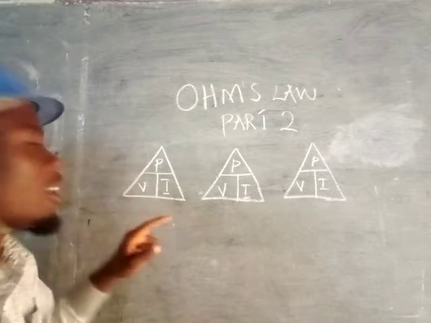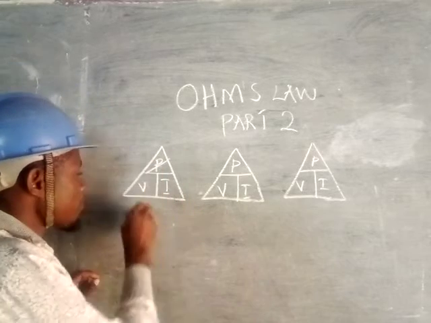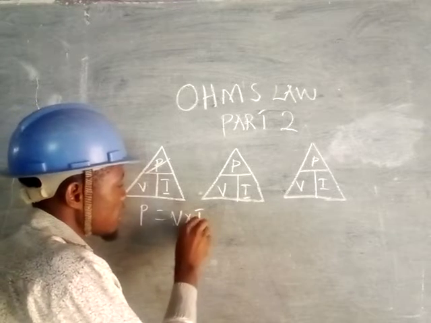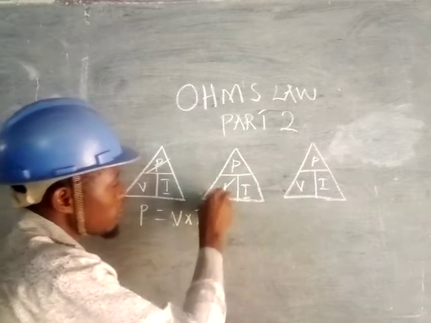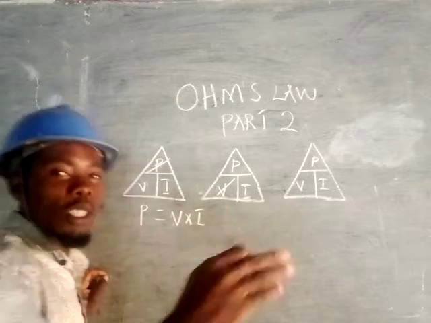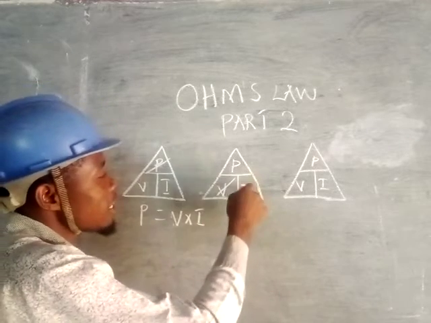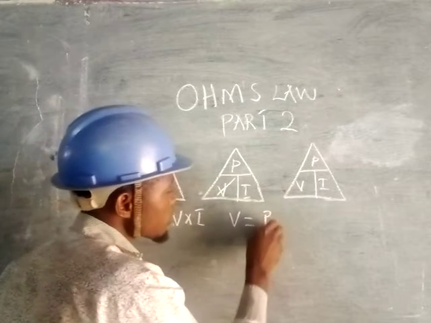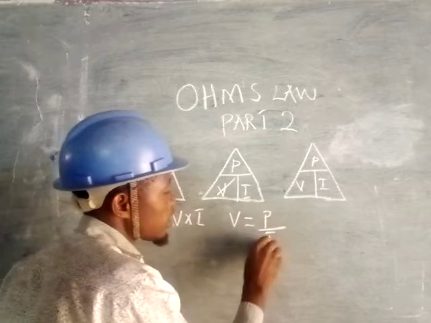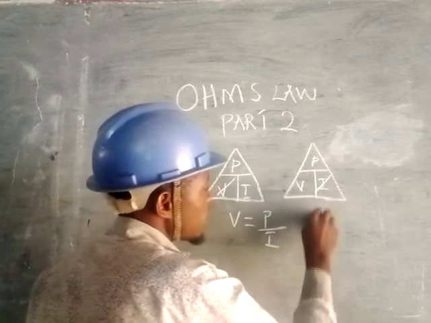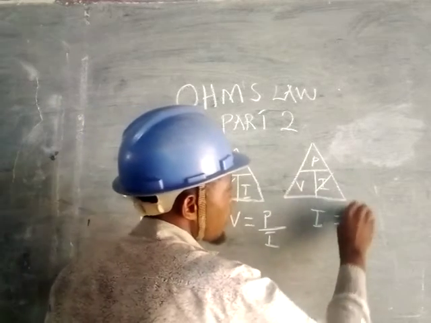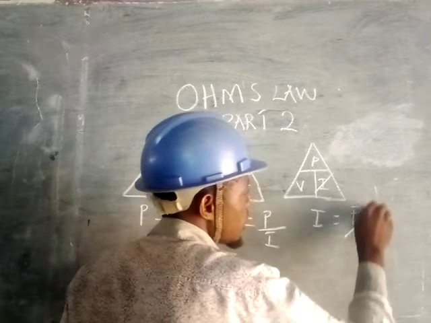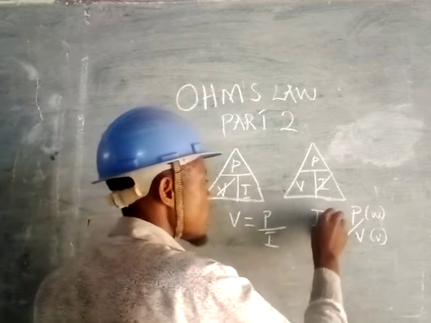Now here we are finding power, so we cancel P. Then P equals voltage times current. Here we cancel V. Once you are given power, you can also find the voltage: V equals power divided by current. Here we are going to find the current, therefore current equals power divided by voltage. Power is in watts, voltage in volts, current in amps.